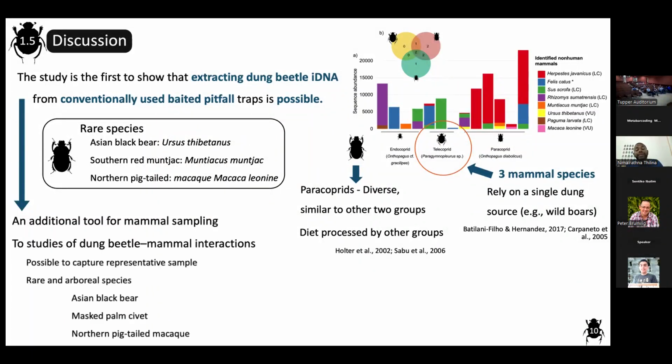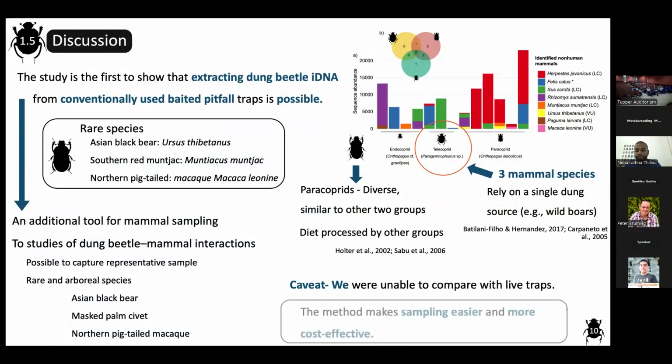And also, the most commonly used trap type in dung beetle studies is the one we described now. So if we incorporate eDNA into such ecological studies, we can look at how dung beetle and mammal interactions happen. There's a caveat in our study, which is that we didn't compare the live versus our method. However, this is a simple and cost-effective method we can use to sample mammal species.